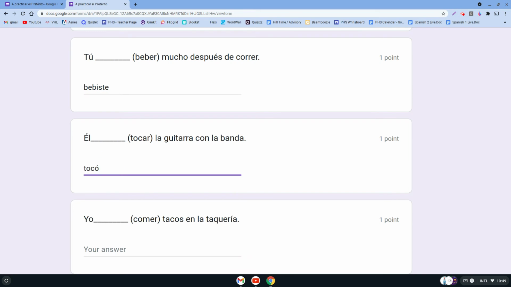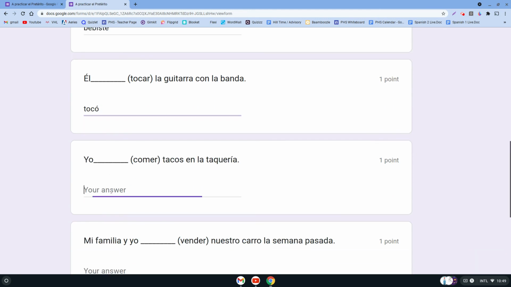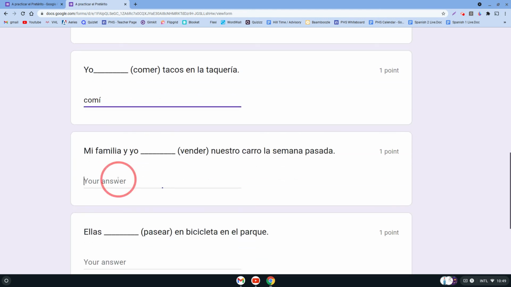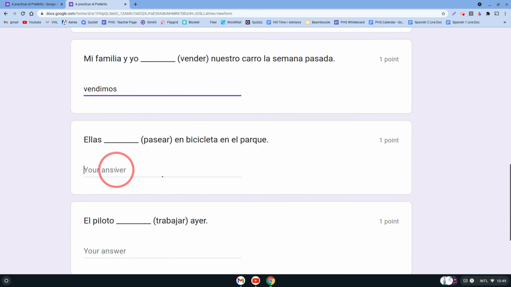Él tocó la guitarra con la banda. Accent mark on that O right there. Without that accent mark, it would be toco, which is I play in the present tense. So we gotta make sure we have that toco accent mark. Yo comí, accent mark on that I. I ate tacos at the taco restaurant. Mi familia y yo vendimos nuestro carro. We sold our car last week.